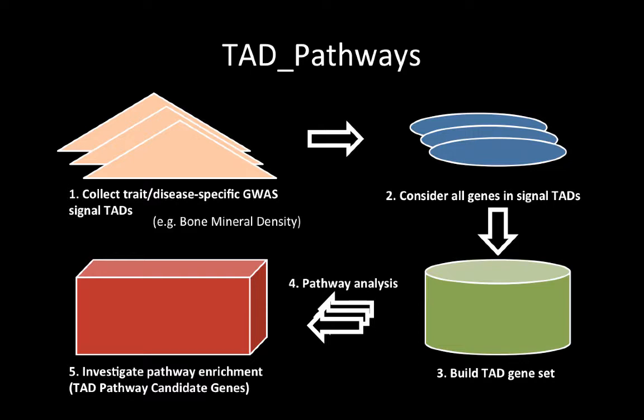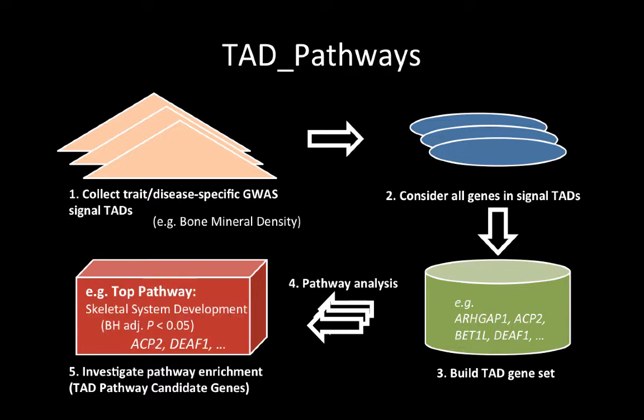We validate TAD pathways using bone mineral density, or BMD, as an example. We test several genes using molecular experiments that are included in the TAD gene set. After the pathway analysis, we find that the most significant pathway is skeletal system development, which forms our candidate gene list. In this list are many bona fide bone genes that are already well studied, such as LRP5. However, many of the genes predicted to be important to this pathway are not well studied, and their direct connections to bone are not readily apparent.